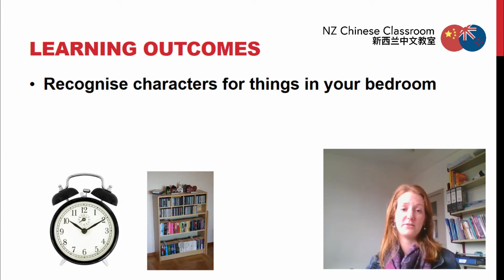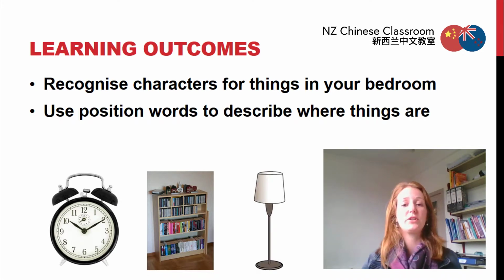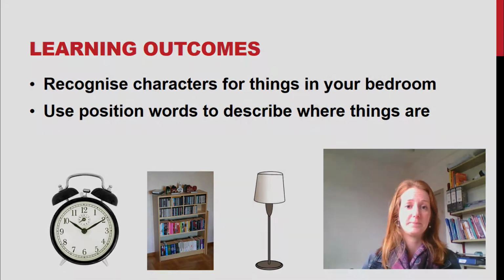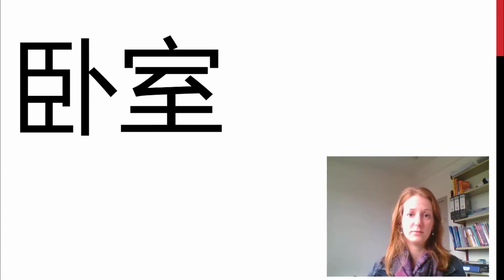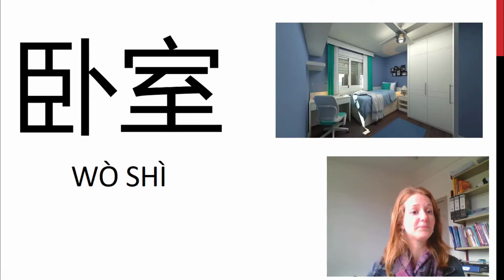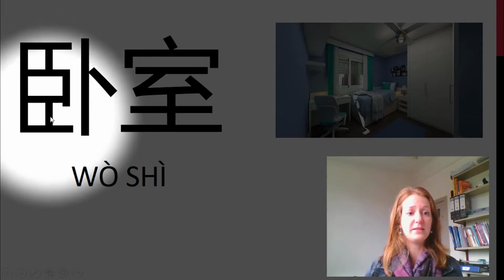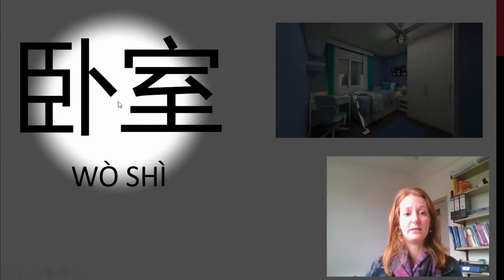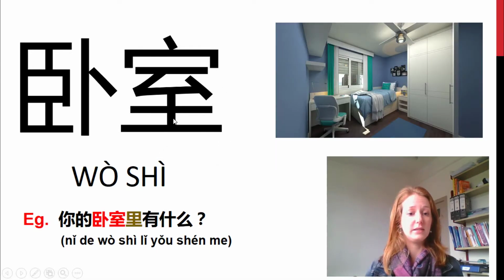The learning outcomes for this video are to recognise characters for things in your bedroom, and use position words to describe where things are. So the first character, 卧室, 卧室, bedroom. The way I remember this character is I imagine that this is the bedroom, and we have a bed and the bedside tables, and this is the door into your bedroom. 卧室. 你的卧室里有什么? What do you have in your bedroom?